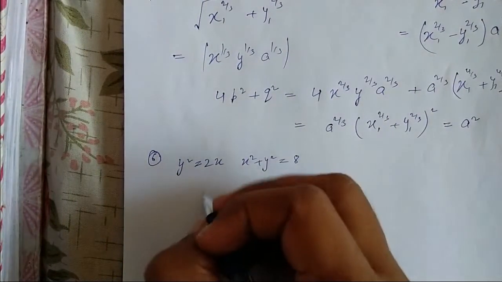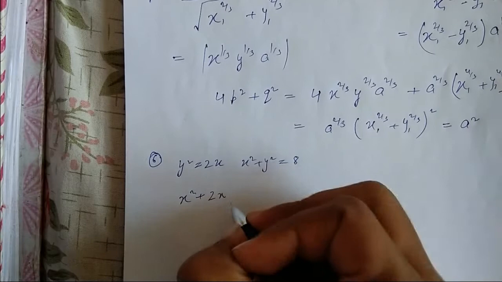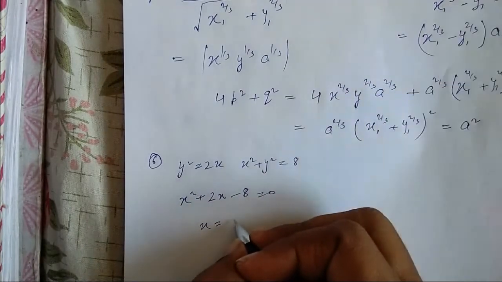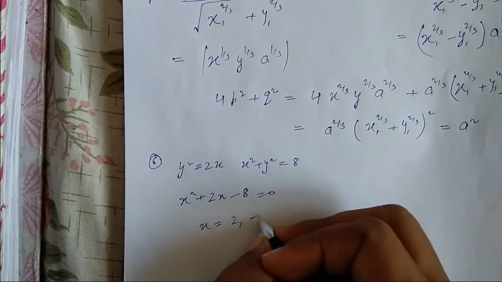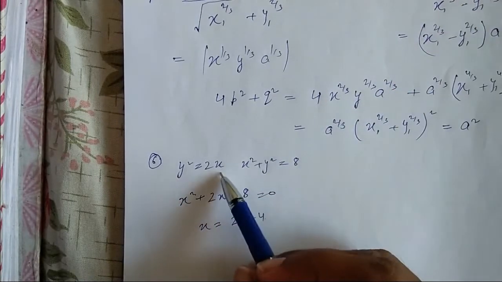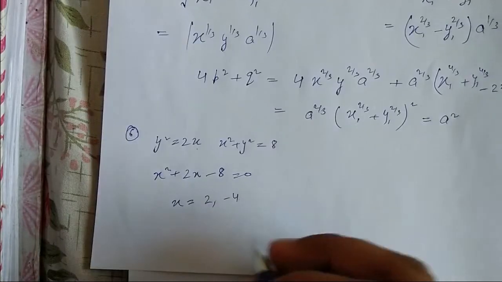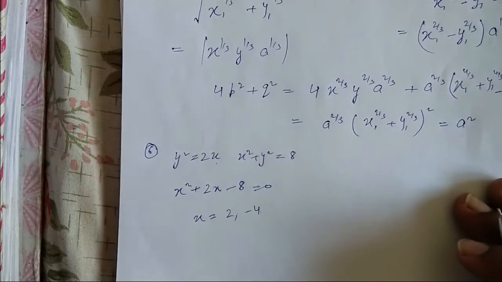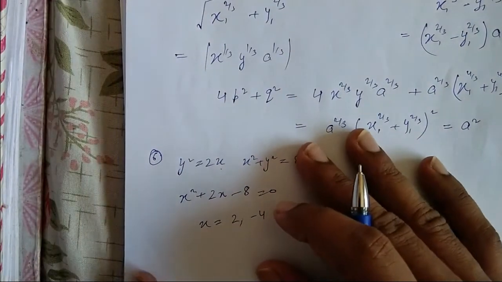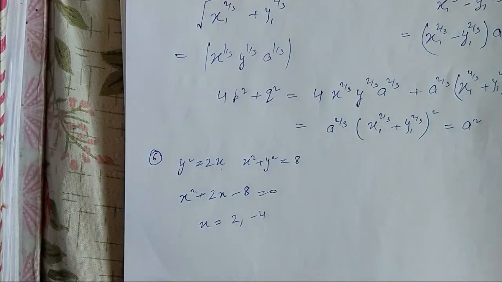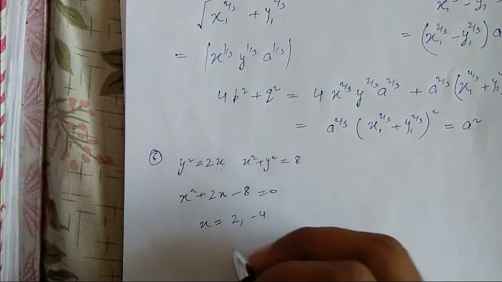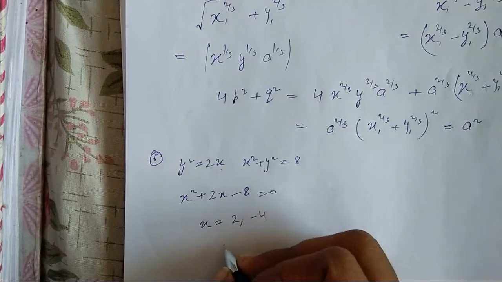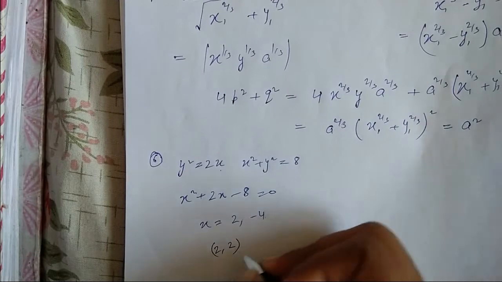So y square equal to 2x, hence x square plus 2x minus 8 is equal to 0. X is equal to 2 or x is equal to minus 4, but x cannot be equal to minus 4, so x is equal to 2, and if x is equal to 2, then y has to be equal to 2. And we can also say that there's a symmetry about x-axis, so angle of intersection would be same at 2, 2 and 2, minus 2. So let's calculate angle of intersection at 2, 2.